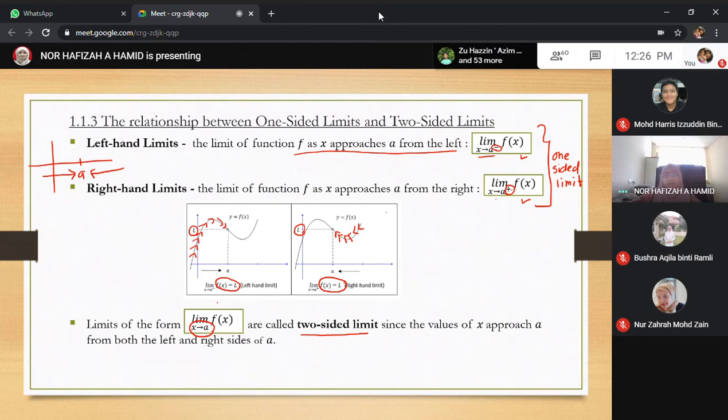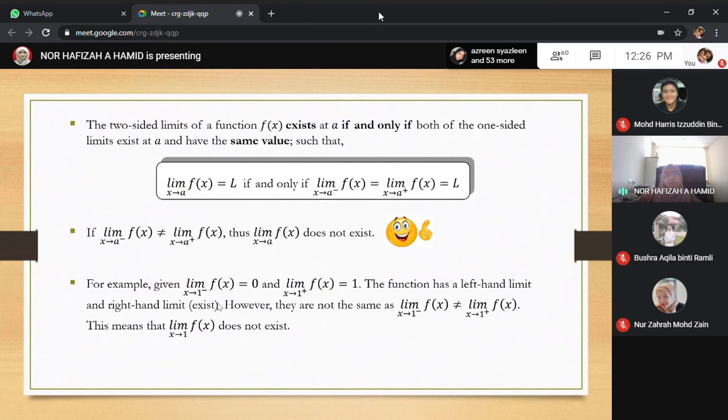So for the two-sided limit of a function f(x) to exist at a, this is important, the condition for the two-sided limit to exist is: if and only if both of the one-sided limits exist at a and have the same value. So this is specific for the two-sided limit. The two-sided limit exists if and only if the one-sided limits exist and have the same value.